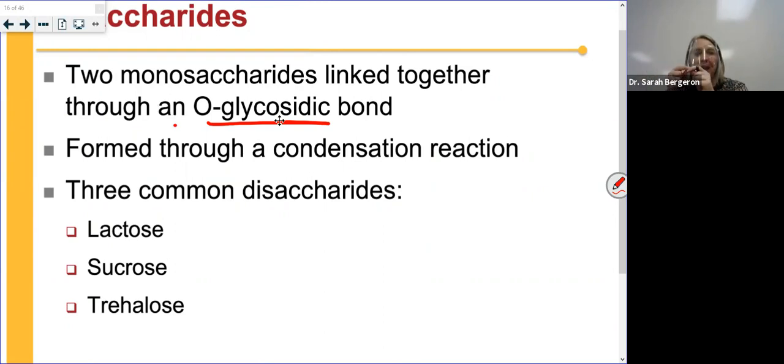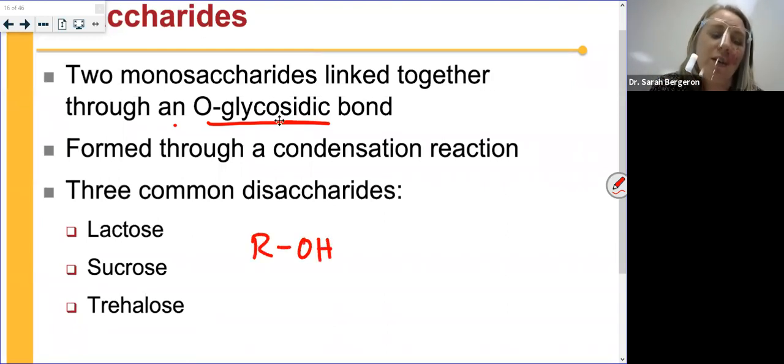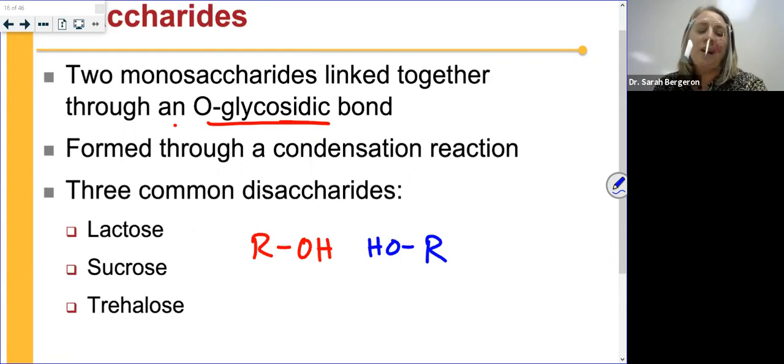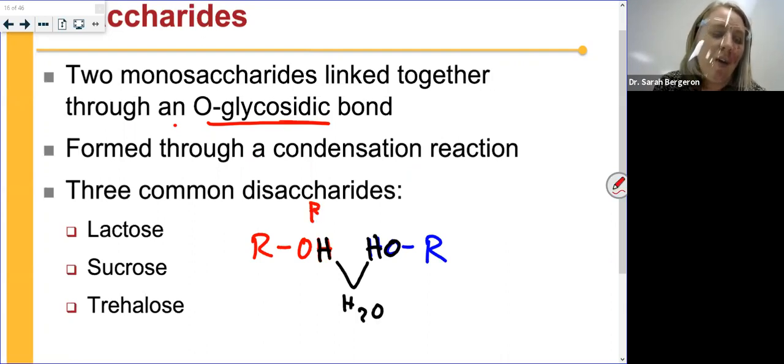So if you're going to make a glycosidic bond, you're going to start out with two sugars. Each sugar has an OH attached to it. So I'm just going to represent the sugar as an R, right? And then I have another sugar that has an OH. So what happens in a condensation reaction? I'm going to take OH and H, and I'm going to make what? Water. And then what's my resulting product? I get R, O, and then it's bonded to the other R, right? And that's how I get a disaccharide.